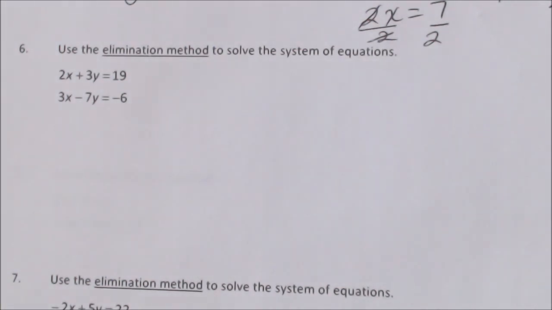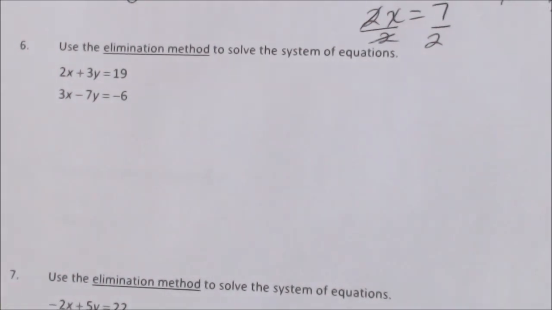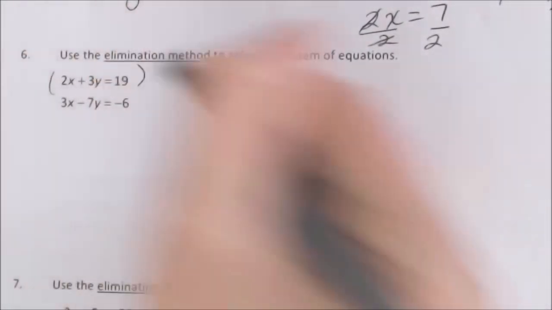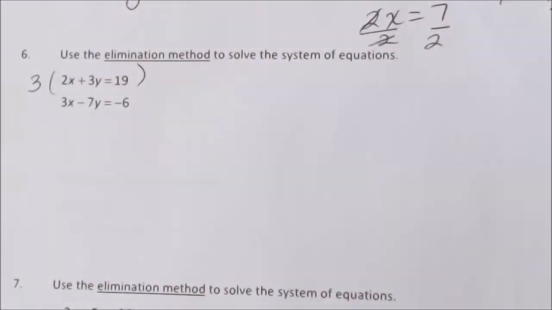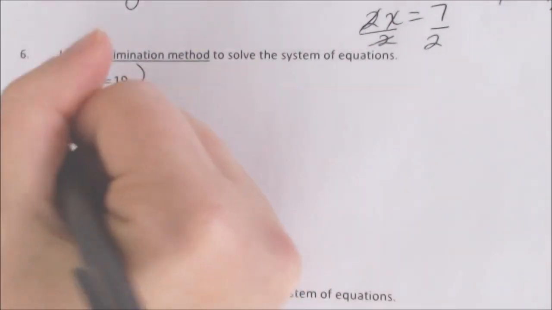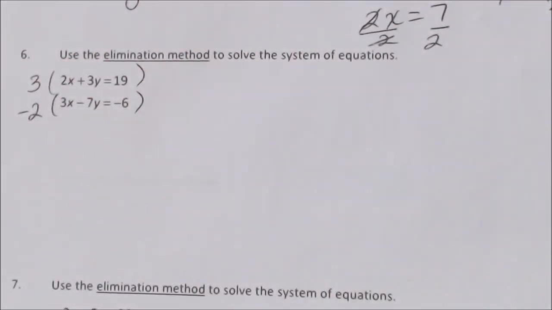It does not matter which one you use. So let's suppose I want to eliminate the x's. Then one way to do that would be to multiply the top equation by 3, and at the same time multiply the bottom equation by -2. Now pause for a second and make sure you see why I'm doing that.